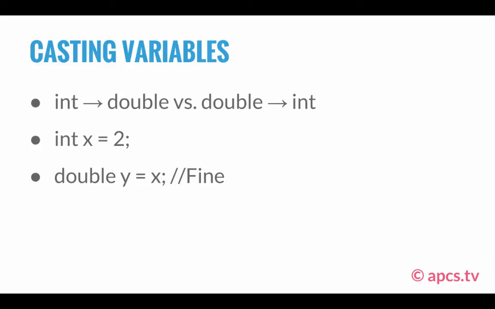So let's look at the example. Int x is equal to 2 semicolon. So we're initializing a variable named x, and it's an integer type, and its value is 2.